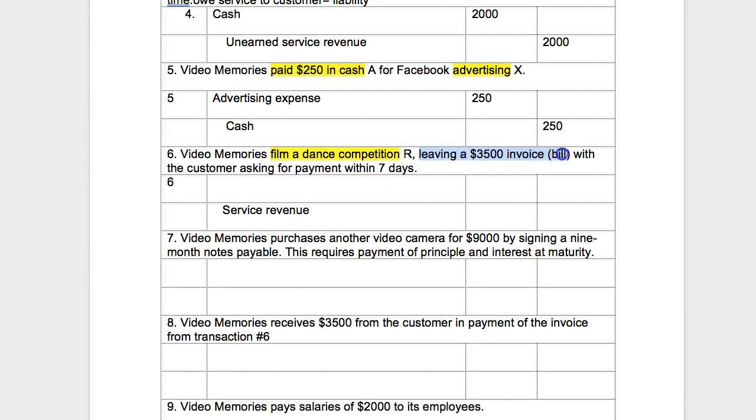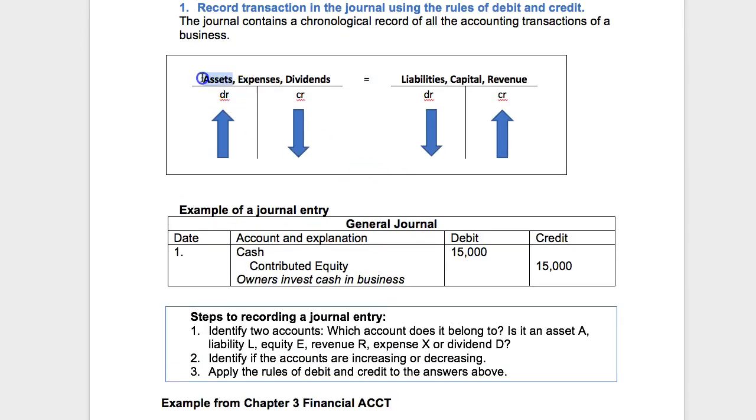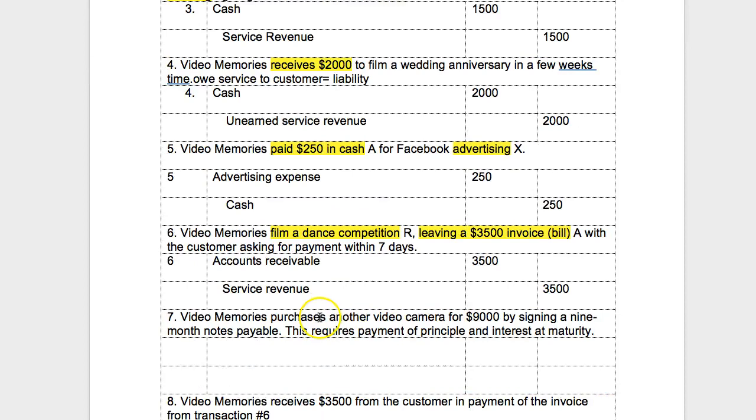Now, leaving an invoice or a bill with the customer means that you haven't got the money yet. You're waiting for the money from the customer. So this is an asset, and the name of the asset is accounts receivable. Now, at this point, the accounts receivable is increasing because we're now waiting for that money from the customer. So if you look at the rules up here, here is an asset, the asset accounts receivable, and it's increasing, so accounts receivable is the debit.